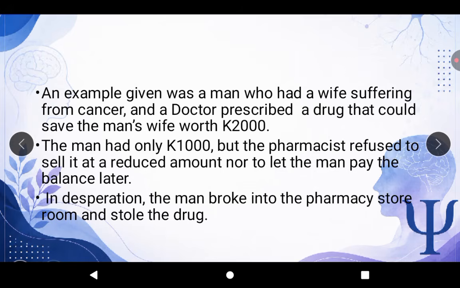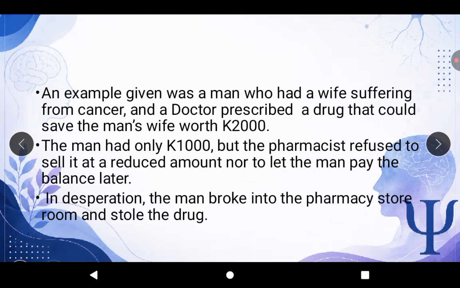So let's look at this particular example. A man has a wife who is about to die. She is suffering from a severe and very critical condition, cancer. The doctor has prescribed a certain medication that costs 2,000 kwacha. The man goes to the pharmacist to buy the medicine, but he has only 1,000 kwacha. The pharmacist refused to sell the drug at the reduced amount, and also refused to lend it so that he could finish the balance later. Because the man is desperate, he goes at night, breaks into the pharmacy, steals the medication, and brings it to his wife.